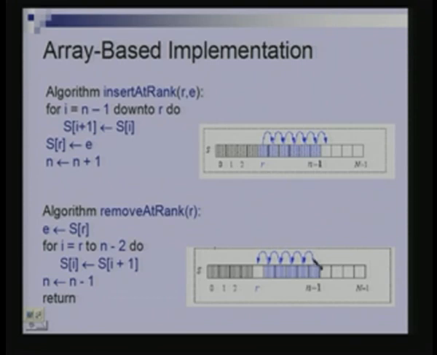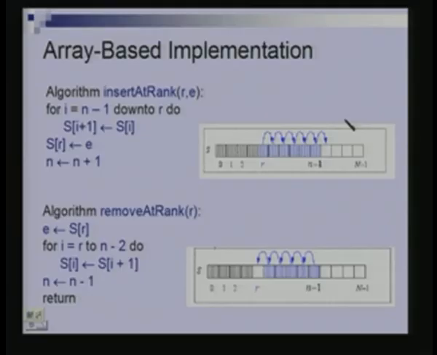How expensive are these operations in the worst case? Order n, because we might have to shift up to n elements to the right or to the left. So, this implementation is expensive from this point of view. If I have to do these two operations, insert at a certain rank or remove at a certain rank, I have to, in the worst case, spend order n time.